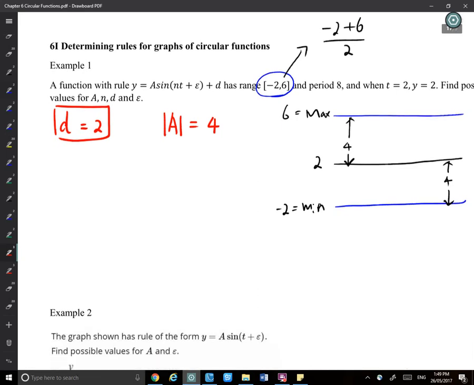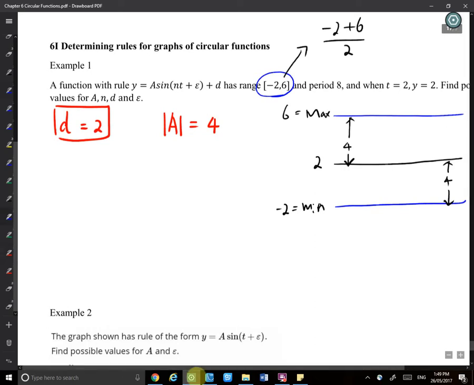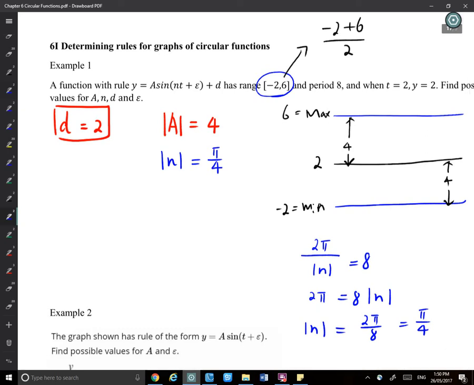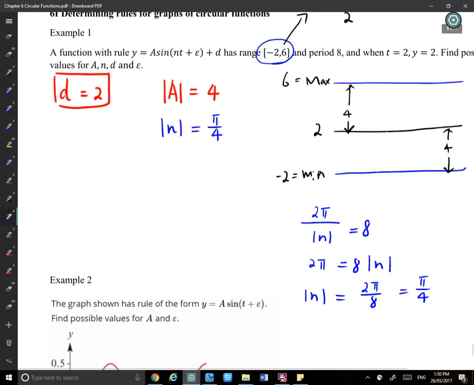The next thing is period equals 8. Period 2 pi over absolute n gives me 8. 2 pi equals 8 times absolute n. Absolute n equals 2 pi over 8, which equals pi over 4. So I know another thing: the absolute value of n is pi over 4. Again, n can be negative. I can say it's negative pi over 4, x plus 3 or something. So we have that as well.